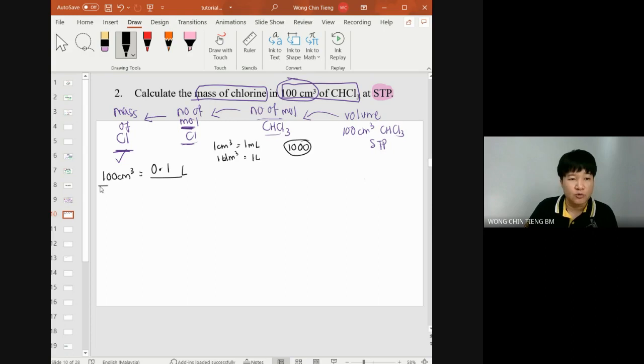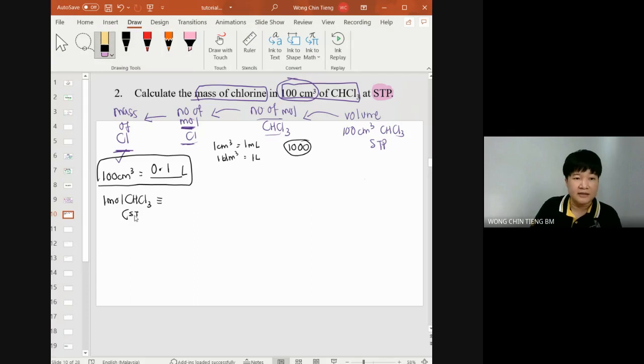So, first, kenapa nak tukar kepada liter? Senang. Sebab when I compare 1 mole of CHCl3 at STP, I love to put down the bracket and stated clearly whether it's a STP or RTP. Sebab bila volume, dia ada dua condition. So, bila ada dua condition, kamu kena tulis untuk ingat. So, saya akan suka tulis macam ni. 1 mole of CHCl3 at STP will give rise to how many liter?